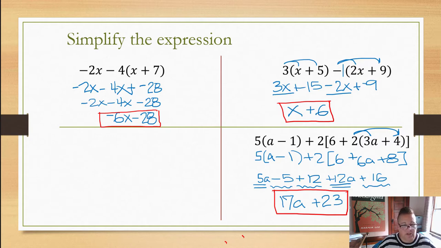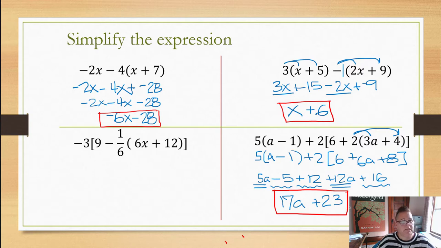And then I should have one more example. There we go. That one's got a fraction in it. So I'm going to be sure to do that one. All right. So I've got parentheses. Again, I need to work from the inside out. I can't add the x on 6x. I can't add 6x plus 12. Those are not like terms. But I can distribute the 1/6.